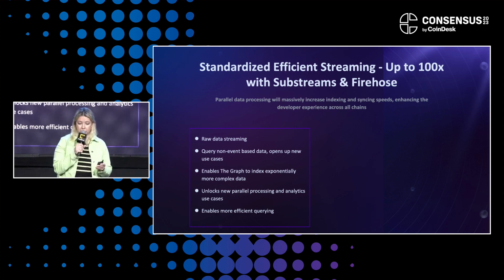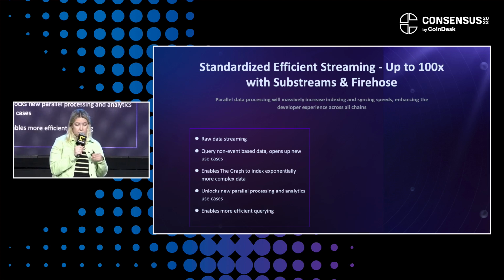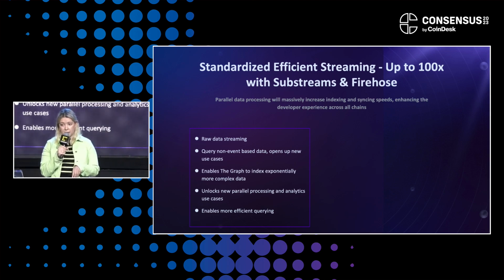More on the efficient streaming. Raw data streaming via a flat files framework makes sure that not only is the performance better, with a 100x performance improvement for subgraph syncing, meaning that when you're making upgrades or iterations to the subgraph, instead of taking months, it might take hours to sync the subgraph, depending on the size. But it also means that the indexers themselves are running a much more efficient process.